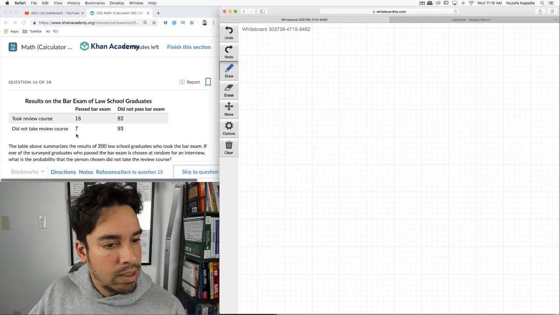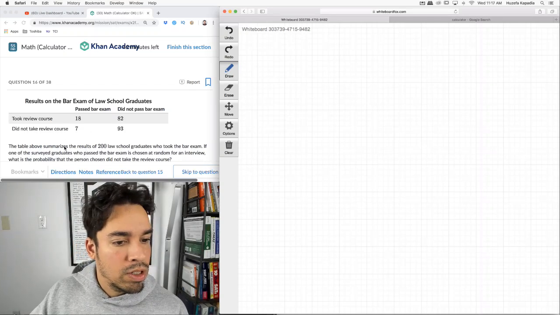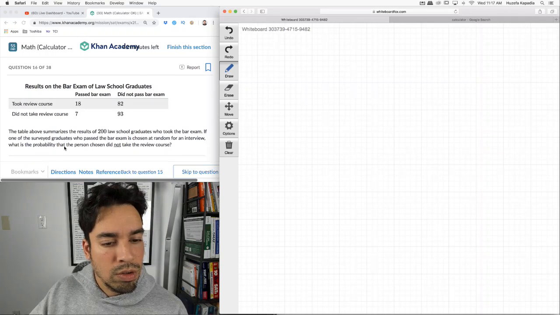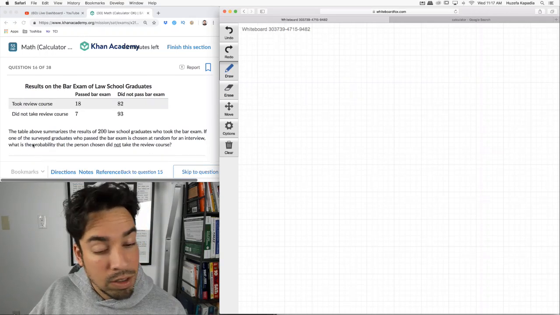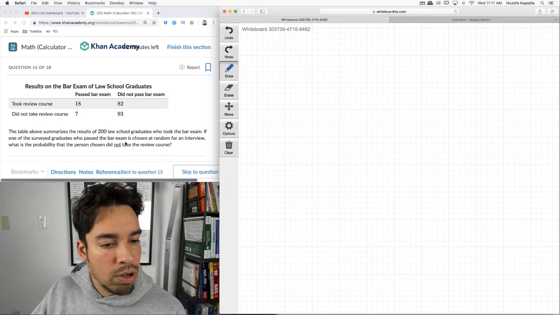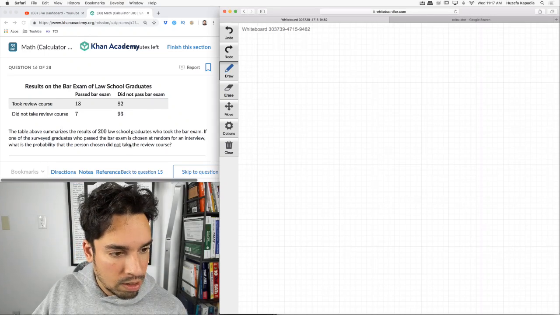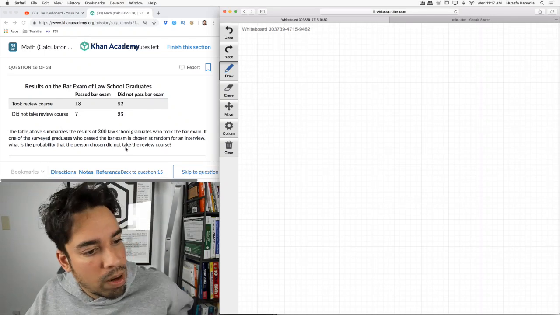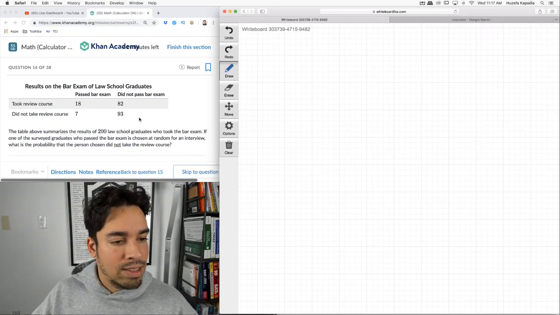Took review course, 18. Did not. Okay, the table above summarizes the results of 200 law graduates who took the bar exam. Okay, I took the bar exam once upon a time, 10 years ago. If one of the surveyed graduates who passed the bar exam is chosen at random for an interview, what is the probability that the person chosen did not take the review course?